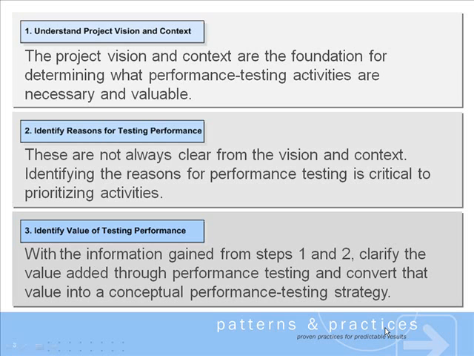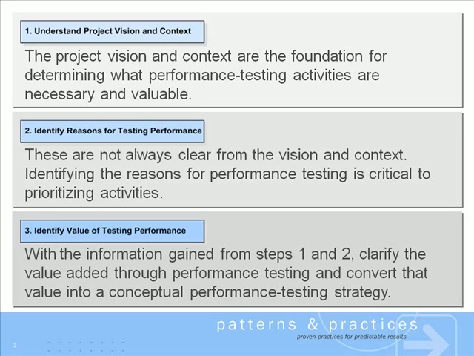The first 3 of these activities are generally conducted at the beginning of the project, but also revisited throughout the course of the project. The first is to understand the project vision and context, which are the foundations for determining what performance testing activities are necessary and valuable for your project. Next is identifying the reasons for performance testing, which are not always clear from the vision and the context. Identifying these reasons for performance testing is critical to prioritizing activities.